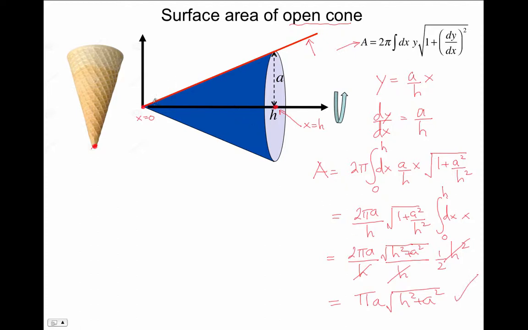Now, of course, h squared plus a squared, that's this length. That is to say, from here all the way up till here. That's square root of h squared plus a squared. And so that's the length of the side of the cone.